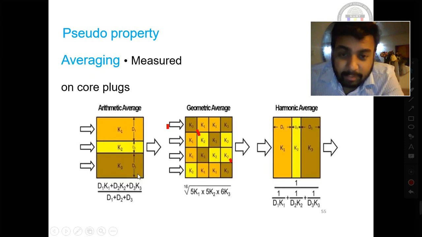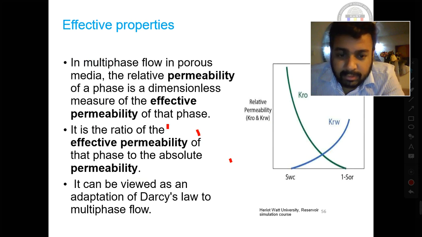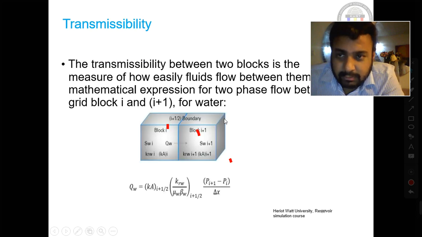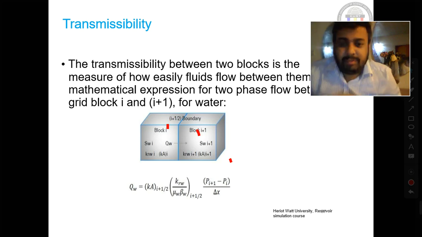Then we have the properties, permeability and porosity, and how we define them. We have three ways to define them: arithmetic average, geometric average, and harmonic average. I'm sure you studied them in your reservoir rock course. Definitely, we have to define the permeability, effective and relative permeability, in reservoir simulation, as you will see.